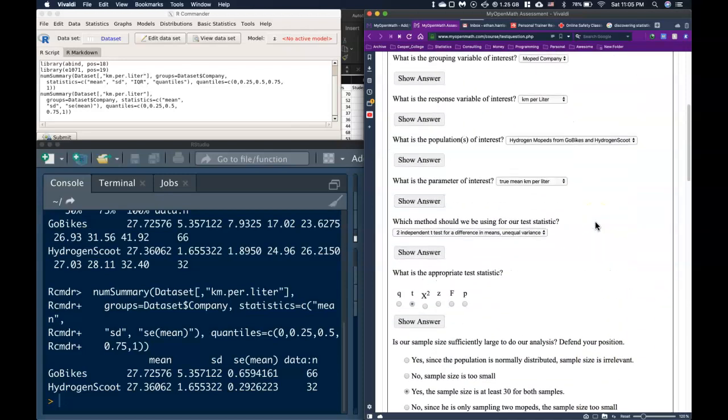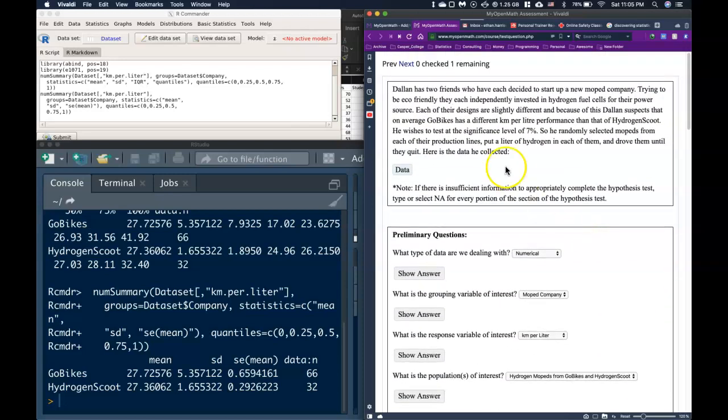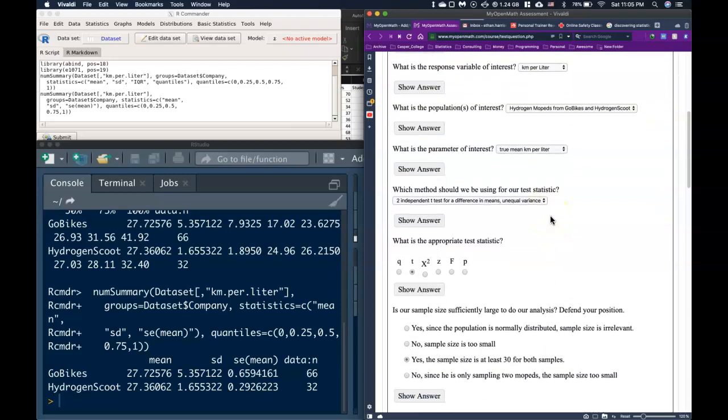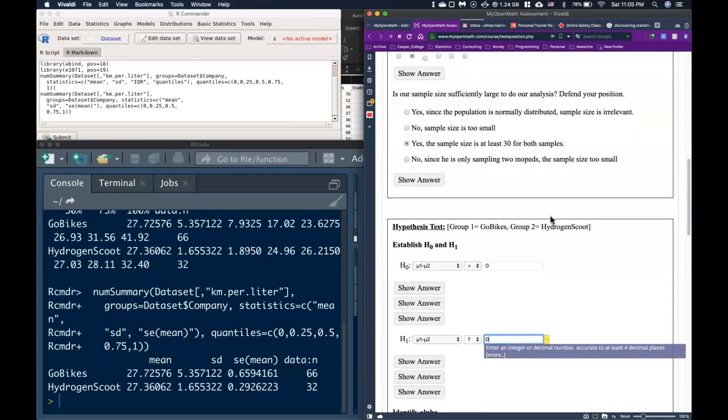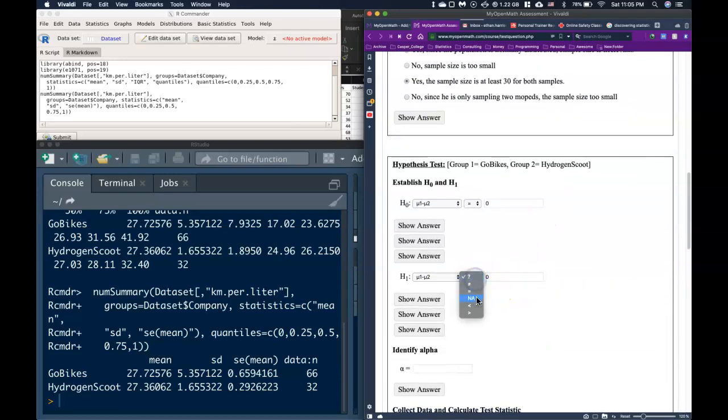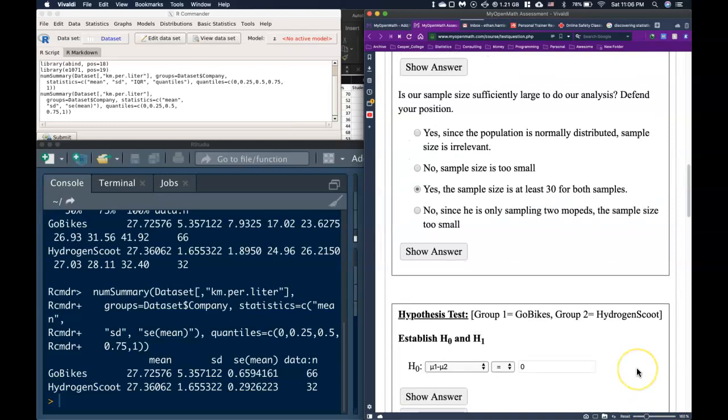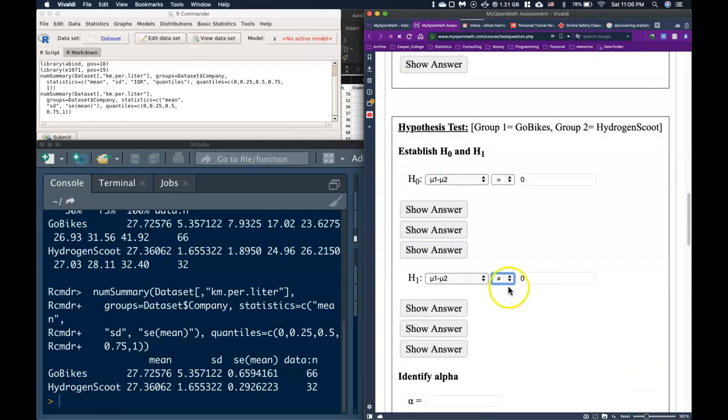So let's go back up and look at what our inequality should be. It says that Dylan suspects that on average, GoBikes has a different kilometers per liter. So we don't know if GoBikes goes further or doesn't go as far as Hydrogen Scoot, but we just suspect that they are different from one another. And that is really, really small to see, so let's see if I can blow it up a bit. And we've got that not equals two.